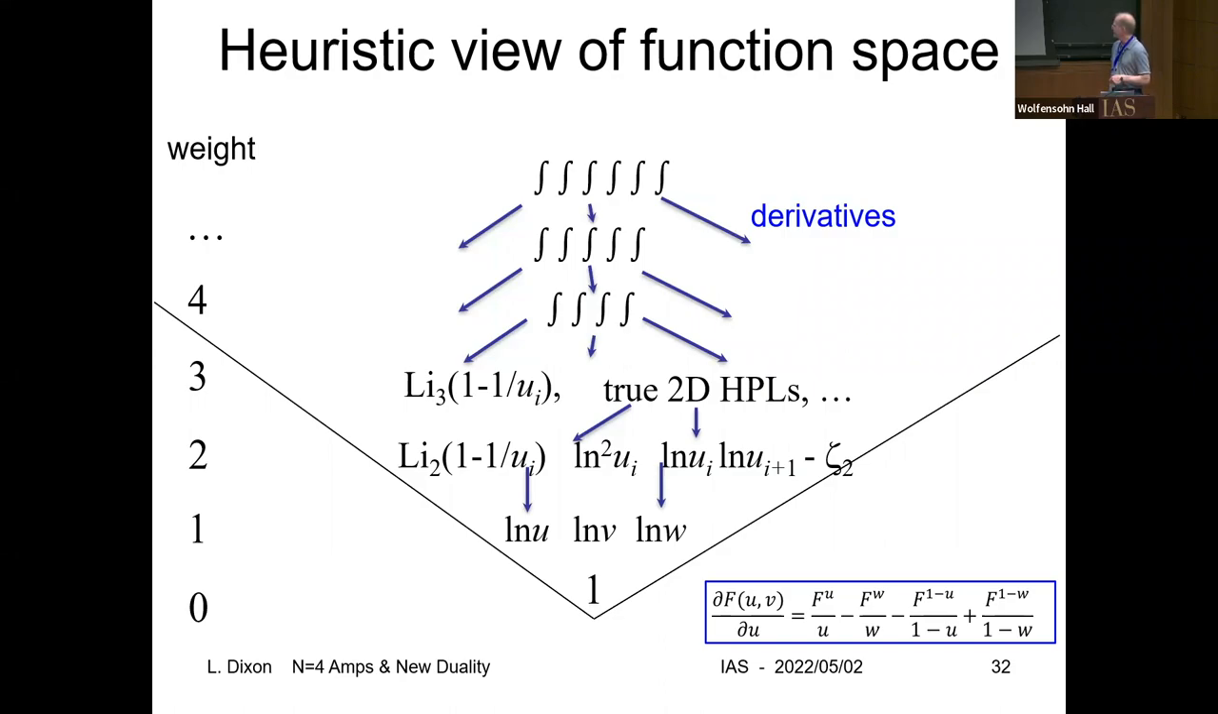We start with the function one. We put in some logarithms here. You'll notice we don't put any logs of one minus u. Those give us unphysical branch cuts. So we have to start with just three functions at this weight. And then we start building up higher functions. There's some conditions to impose from integrability and so on.